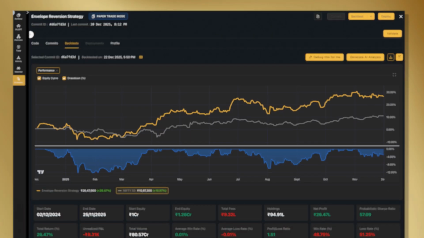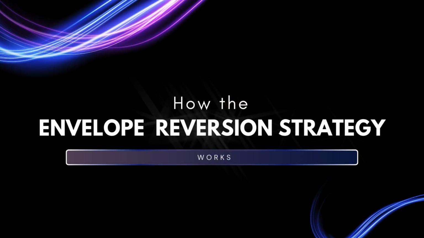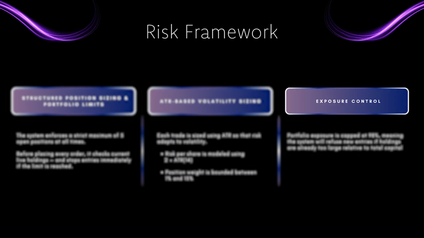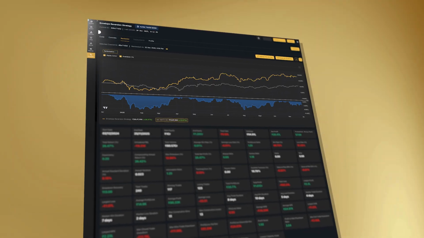This envelope reversion strategy outperformed the Nifty 50 by over 100%. In this video, I'll break down how the strategy works, its complete risk framework, and the structure that allowed it to outperform the Nifty 50, and watch till the end to see the complete backtest results.